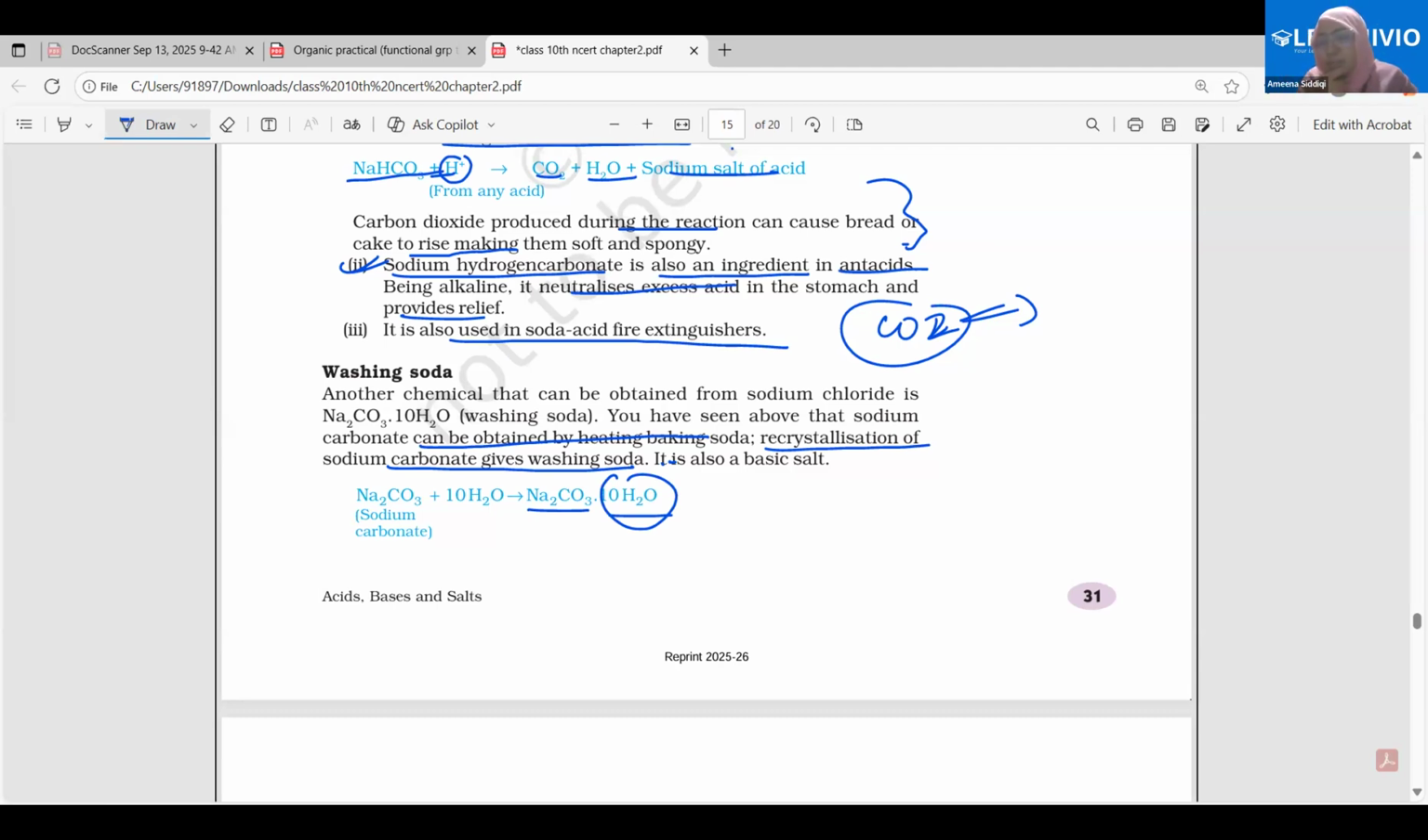Asha, how come 20, bache? I did not ask for the number of hydrogen atoms in 10 molecules of water. I simply asked how many water molecules are there, and it is simply 10, bache. Sorry, no worries. So this is also called the water of recrystallization. The water of recrystallization for sodium carbonate is 10. Decahydrate. Deca means 10.